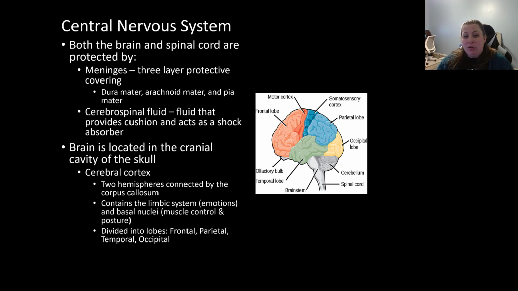There's also a special structure that kind of runs through this whole area called your limbic system. The limbic system is where your emotions lie. And then there's also the basal nuclei, which is going to be for more muscle control and posture. Now, this is not the only area that controls muscle control and posture, but it does help with some of it.